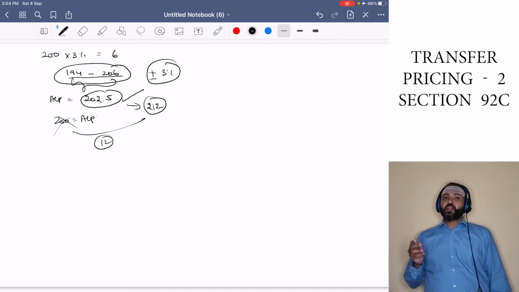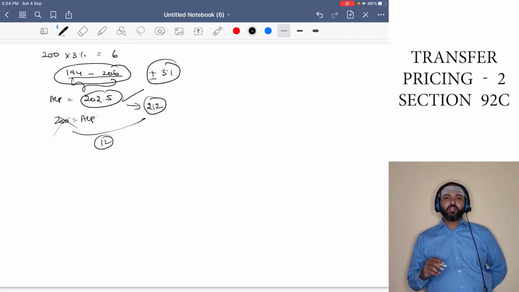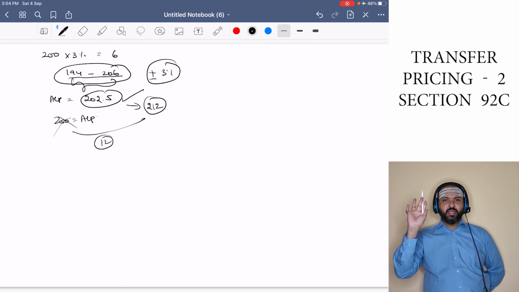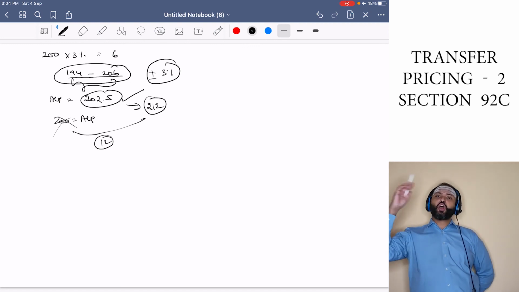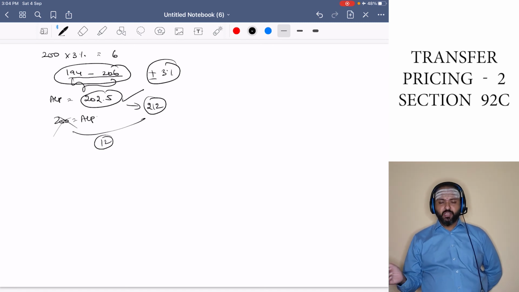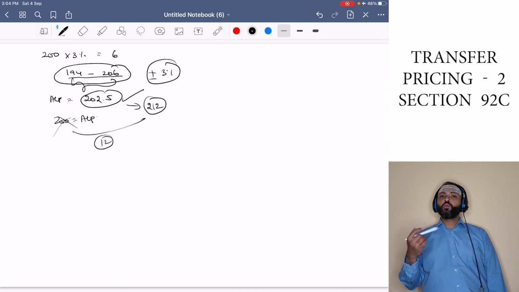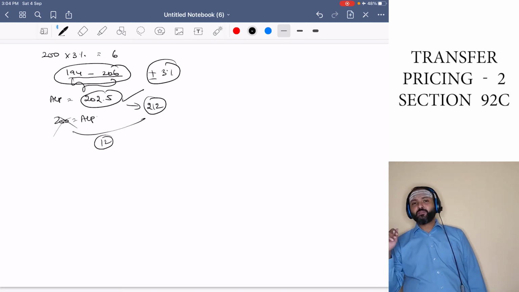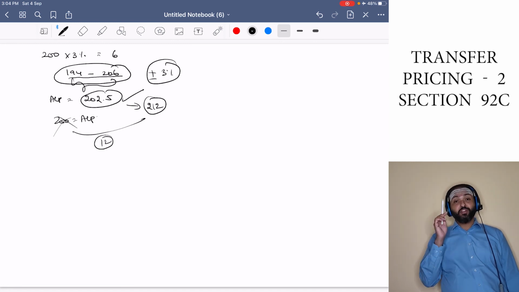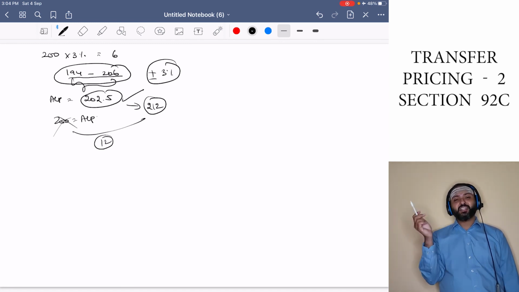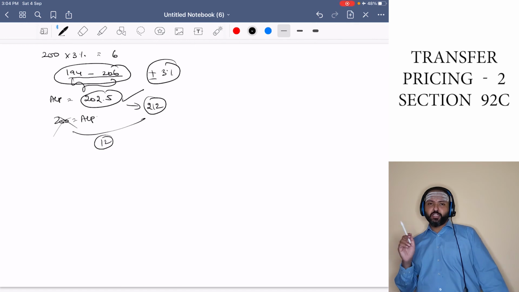Suppose your arm's length price is within this bandwidth, then your transaction price itself you can take as the arm's length price. But if your arm's length price crosses beyond this limit, what will happen? You will ignore this bandwidth and you will accept the arm's length price. The difference between the arm's length price and transaction price will be the primary adjustment that you will take.